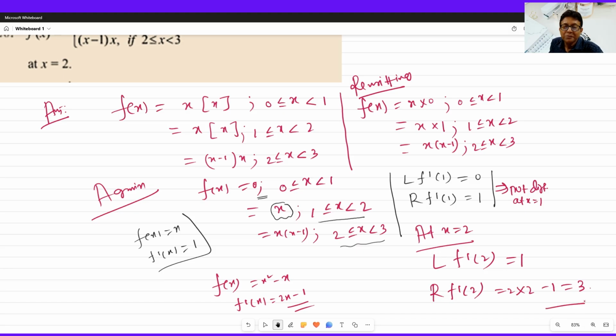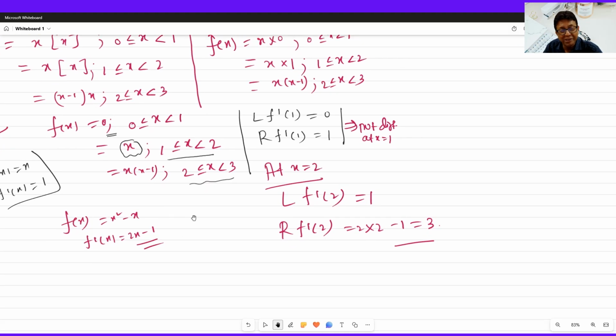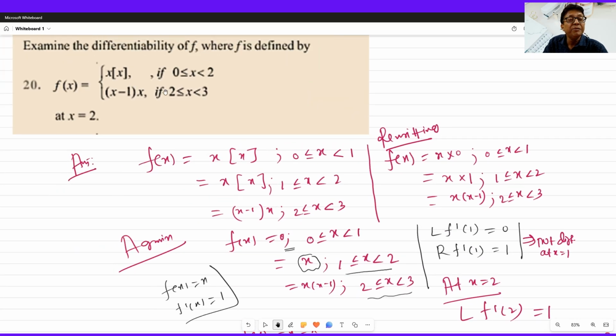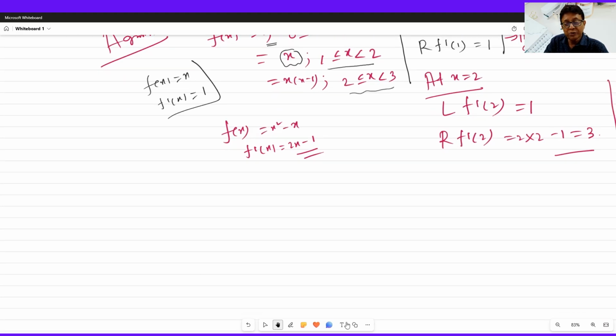Okay? But if this is the question asked in a descriptive paper, my request, you do it by the previous sum method. Otherwise, you might lose some marks. In the marking scheme, this method is not allowed. You will not get marks. I mean, step marks you will get. So, it is not differentiable at x equal to 2 also. This function is differentiable everywhere except x equal to 1 and x equal to 2. Got it? Hope you have understood.